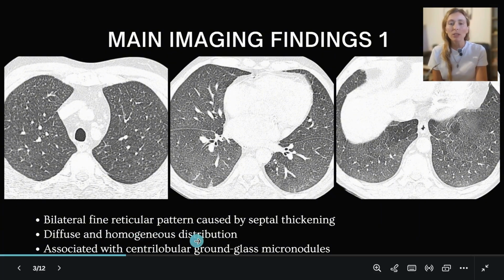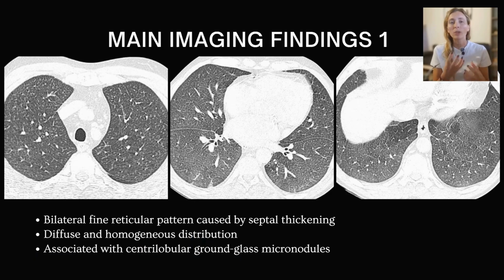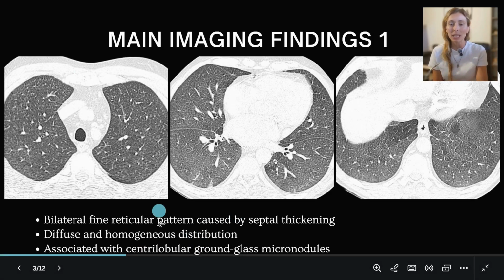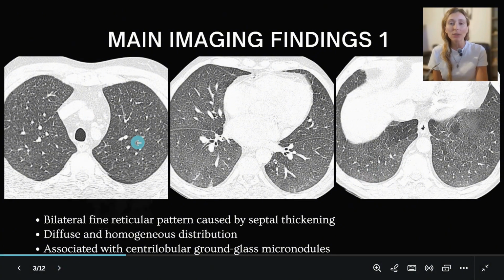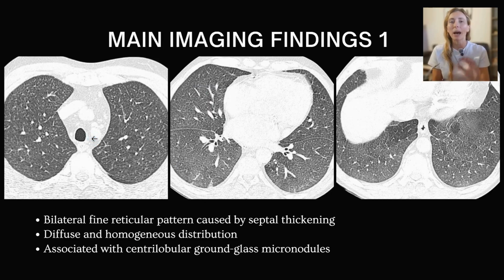The distribution is also super helpful when trying to think differential diagnosis. In this case, the reticular pattern is diffuse and homogeneous. You can see that it affects upper lobes, the middle regions of the lung, and the bases of the lung, and it is associated with centrilobular ground glass micronodules. So it has a peribronchial distribution.